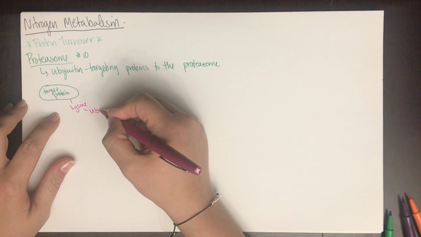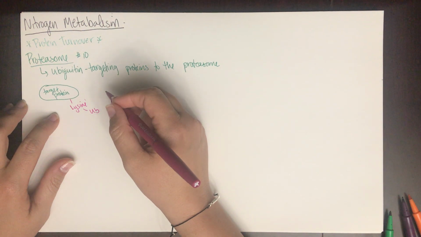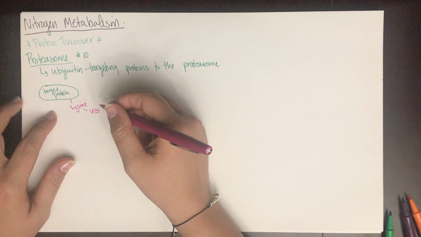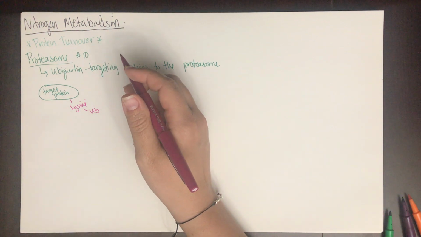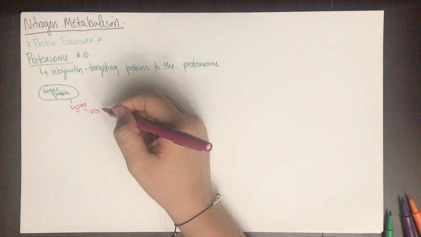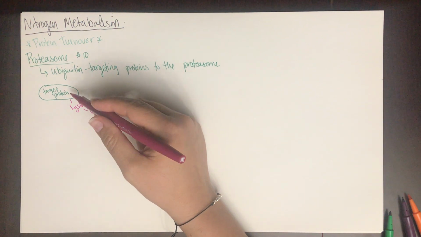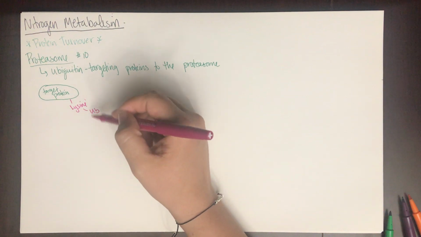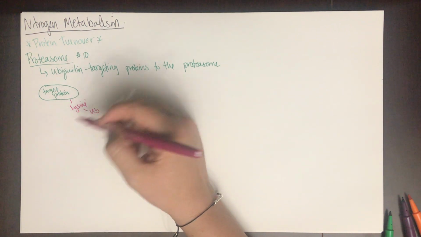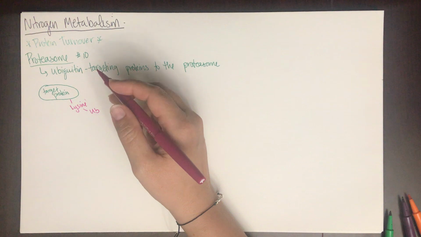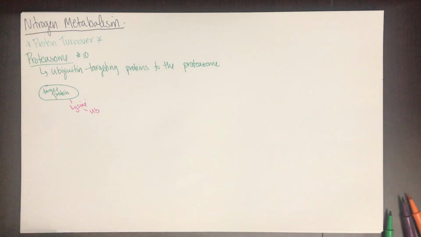Sometimes one ubiquitin is enough to send it to a proteasome. Some proteins are polyubiquitinated, meaning that many ubiquitins continue to be added here. Once these are added, it's a signal to send this whole complex to the proteasome. And again, there's a picture of the proteasome on slide number 10.